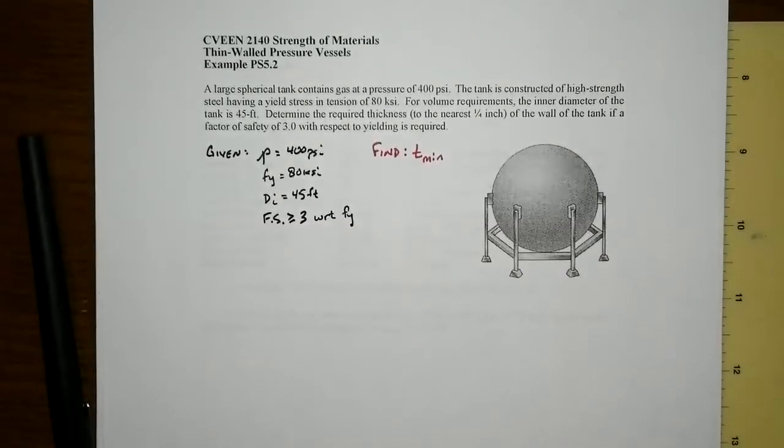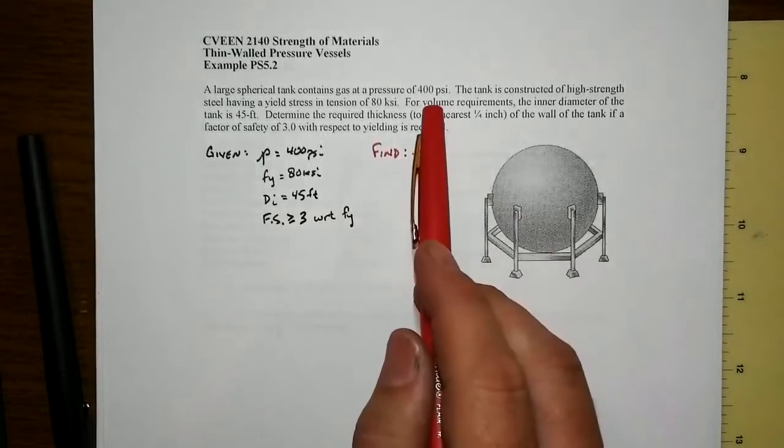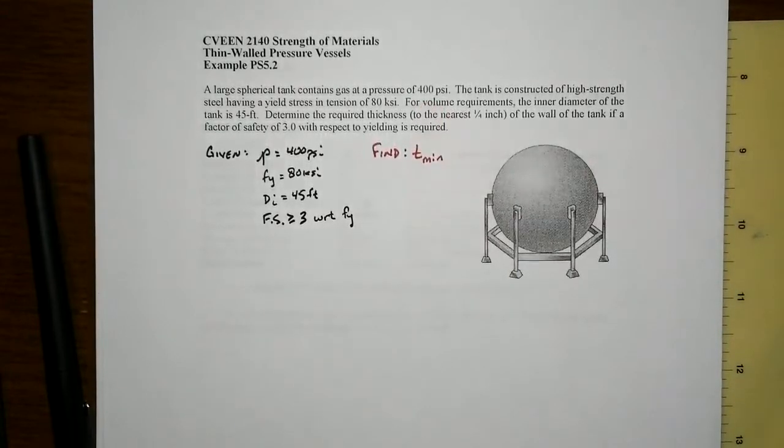This example is a design example. We have a spherical pressure vessel that's 45 foot in its internal diameter, which already tells us that it's of an industrial size scale, and the internal pressure is 400 psi. Again, that's of an industrial scale to it, right?